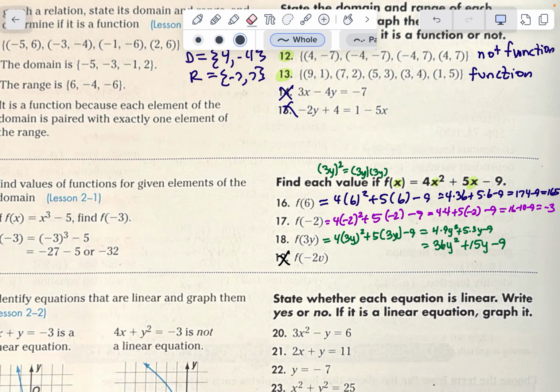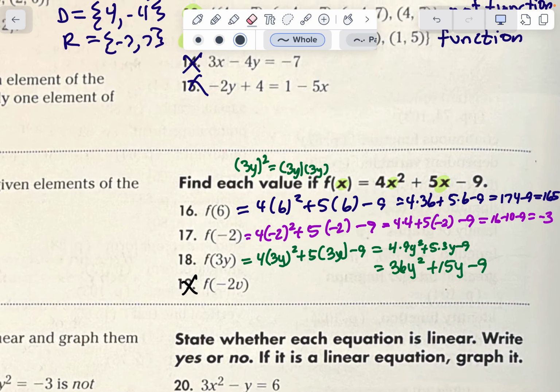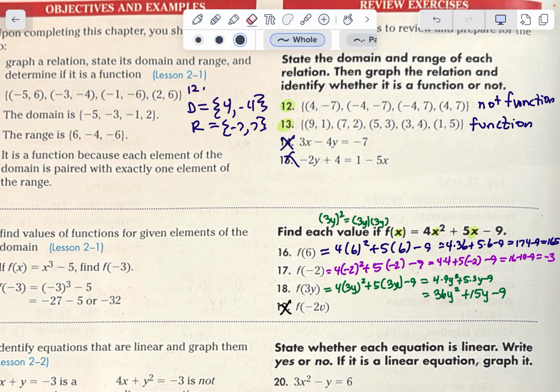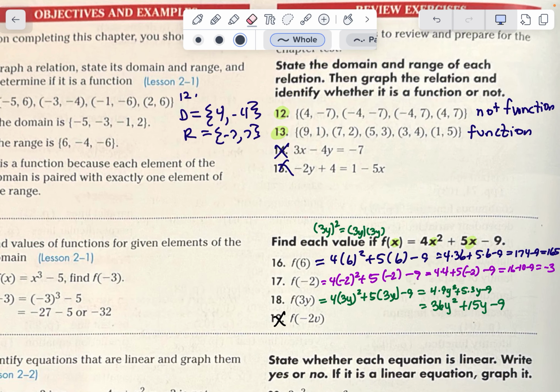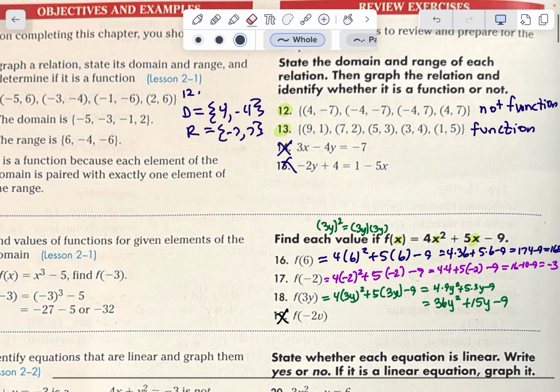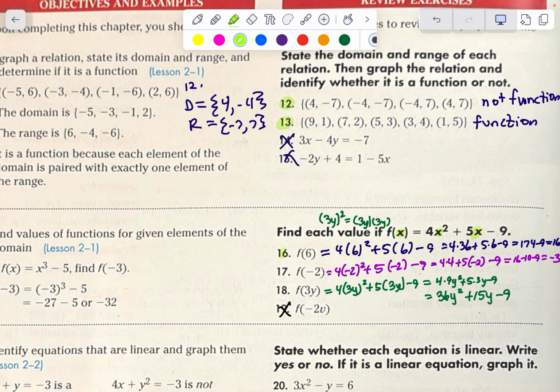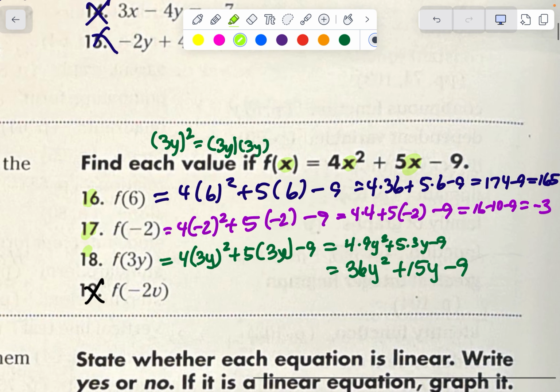So if you go back and look at section 2.1, that's where you would find notes if any of those things confuse you, where you could go back and look at them or repeat that. Any questions about 12, 13, 16 through 18? Any of those? Make sense? Okay.